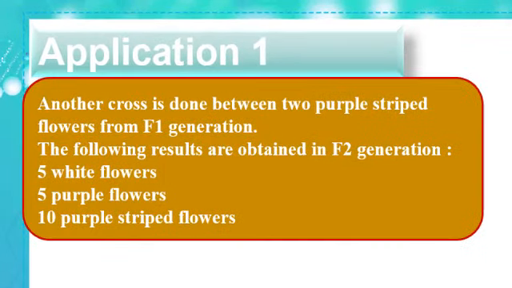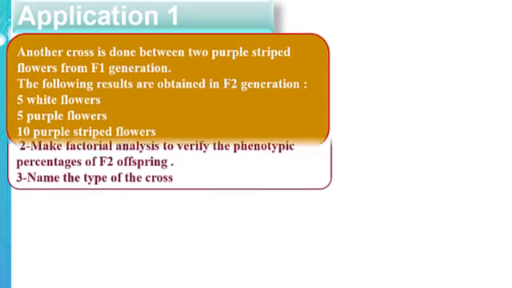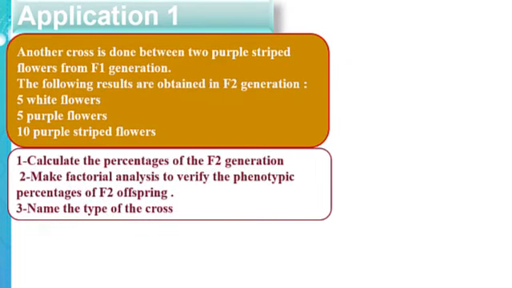Let's do application number 1 with each other. Another cross is done between two purple striped flowers from F1 generation. The following results are obtained in F2 generation: 5 white flowers, 5 purple flowers, and 10 purple striped flowers. Calculate the percentages of the F2 generation. Make factorial analysis to verify the phenotypic percentages of F2 offspring and name the type of the cross.